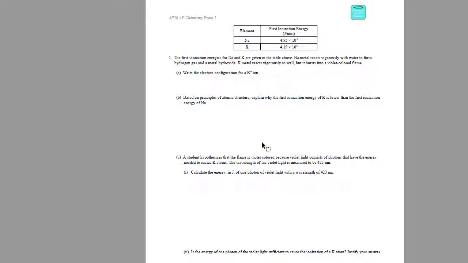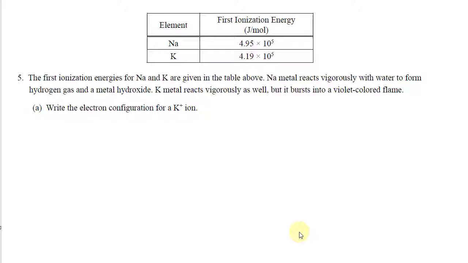So don't spend too much time on any one of these, because you know you're only going to get 1 point for each of these. Okay, let's start the question.